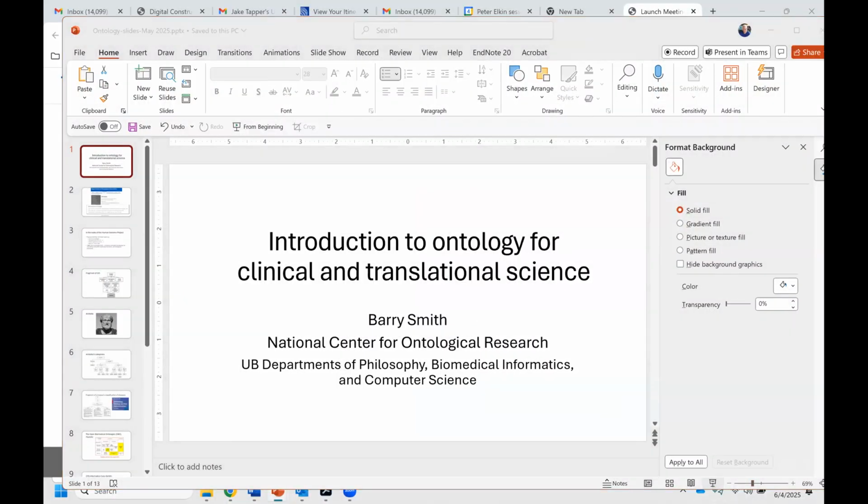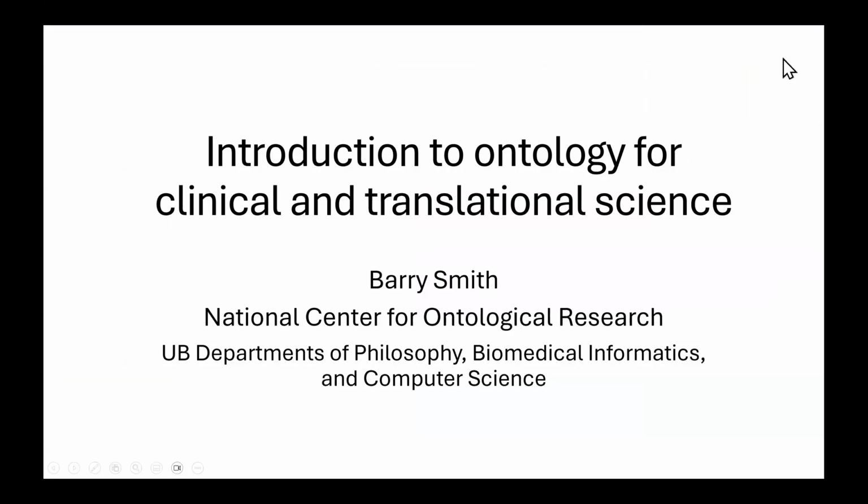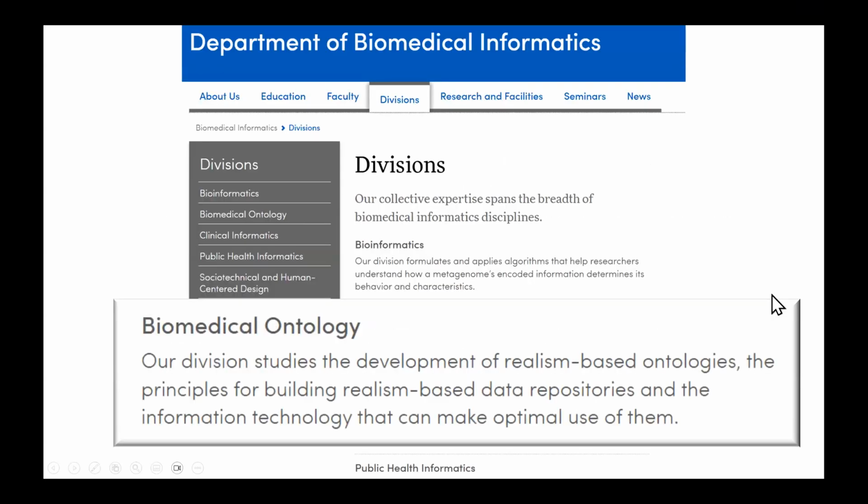Okay, good. So I'm going to talk briefly about the other half of our informatics core. I don't know how many people in the room are familiar with the idea of ontology, but I'll give you a 25-second introduction. And it goes like this. Some of you may have noticed that the Department of Biomedical Informatics here at UB has 5 divisions. And one of them is called the Division of Biomedical Ontology. And so what is biomedical ontology?